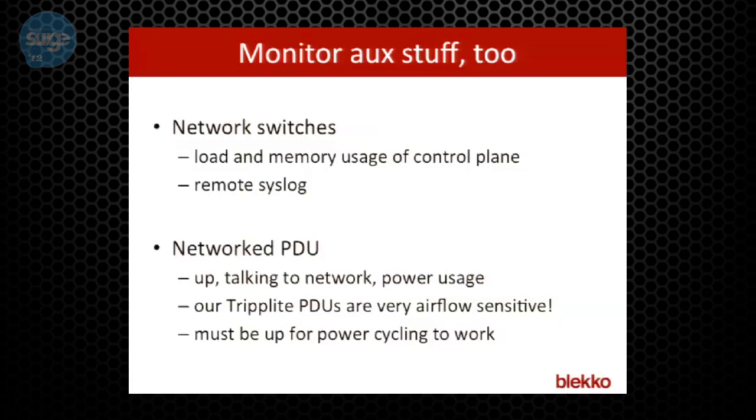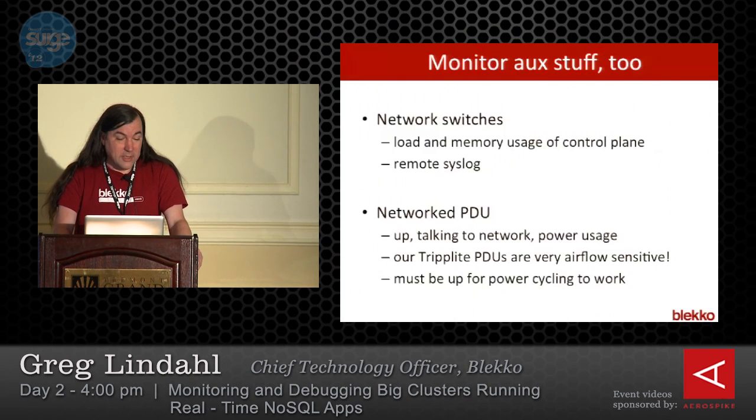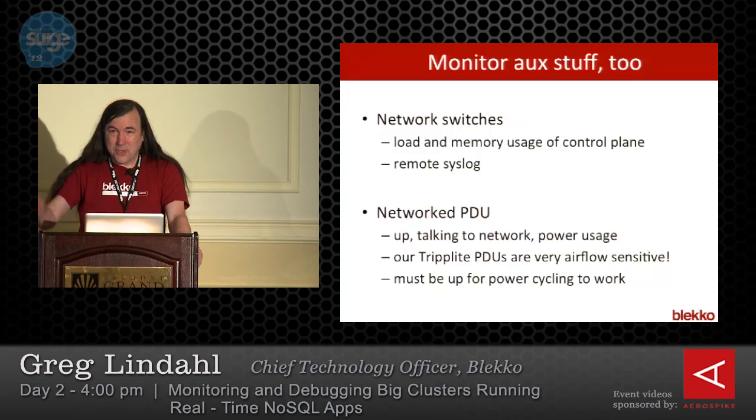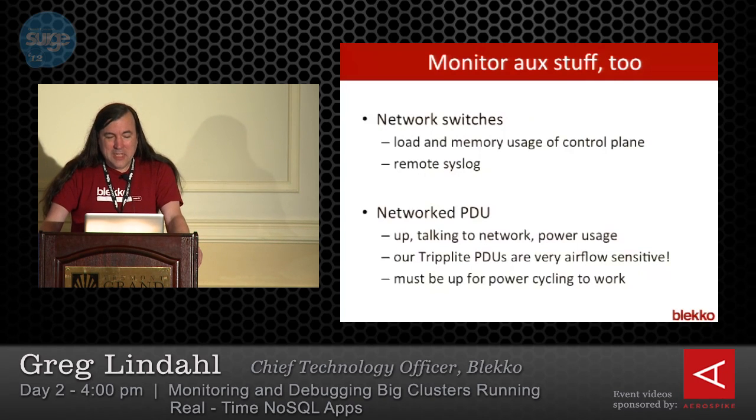Monitoring auxiliary stuff. It's funny how some of the monitoring you can do looks the same, actually, whether it's a host or a network switch. Network switches have computers in them. They're called the control plane. And they have load averages. They run something like Linux. They have memory usage. You can query it remotely. They have a syslog that they spit out. They come up with all sorts of interesting information, and you should log that and look for it.